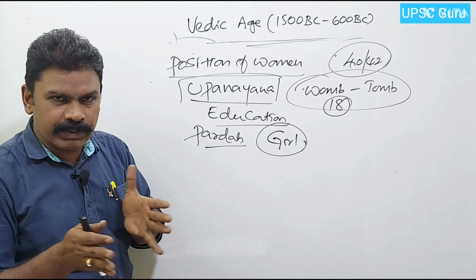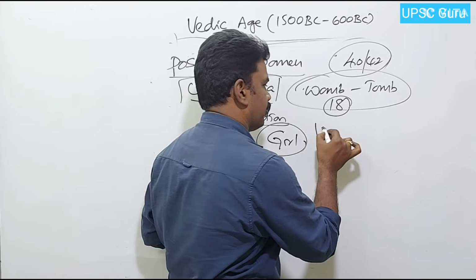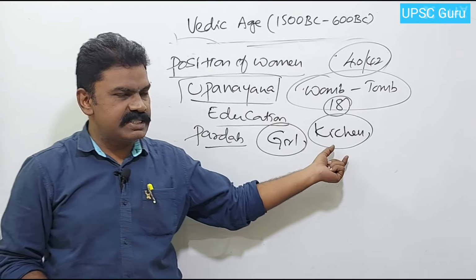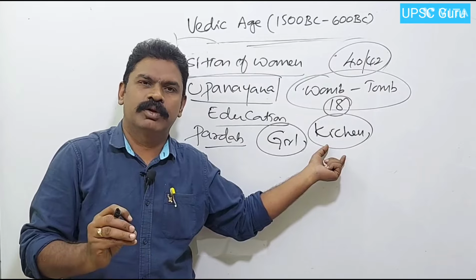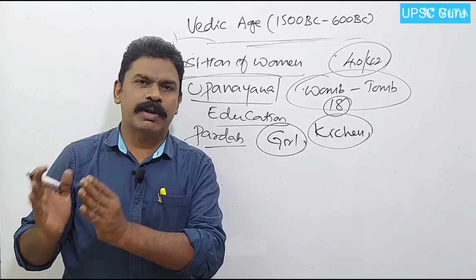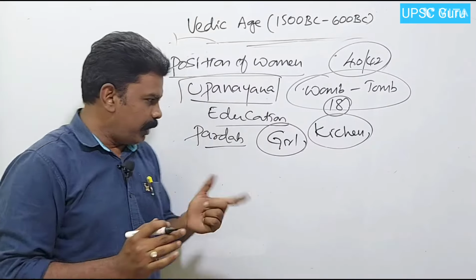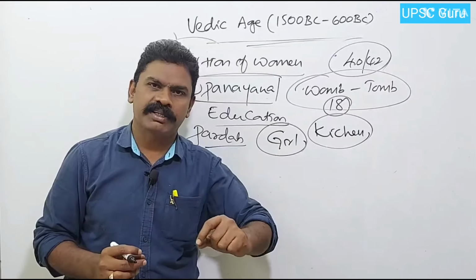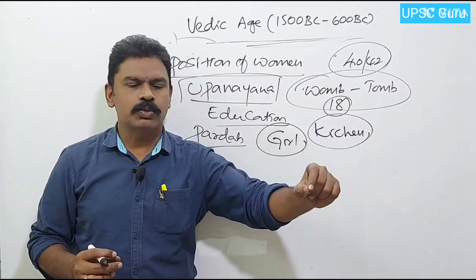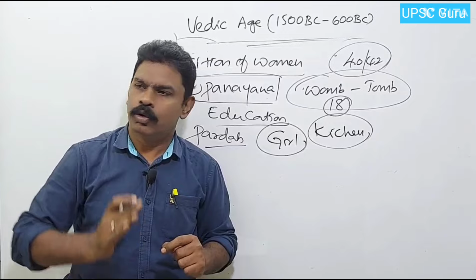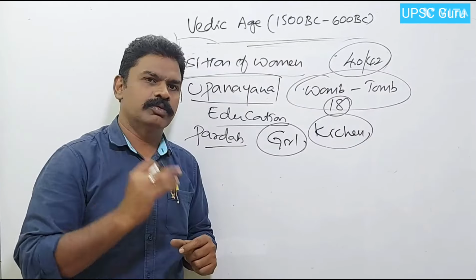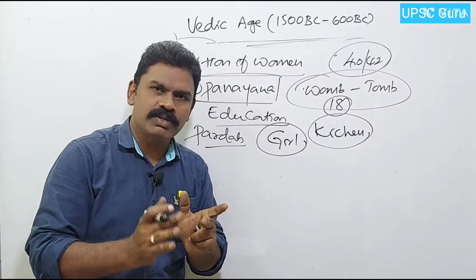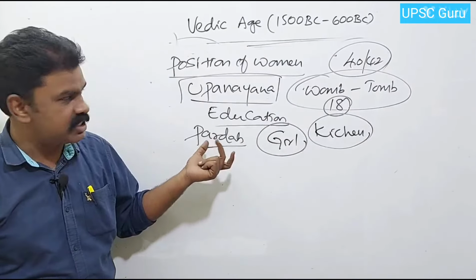After the Parda system came into existence, women were limited to the kitchen. Since the later Vedic period, women were considered the private property of a male, and became subordinate to the male. They thought, this woman belongs to me, so nobody should look at her and nobody should talk with her. Like that, they started some restrictions, and the woman lived within them. That is the position of women since the later Vedic period.